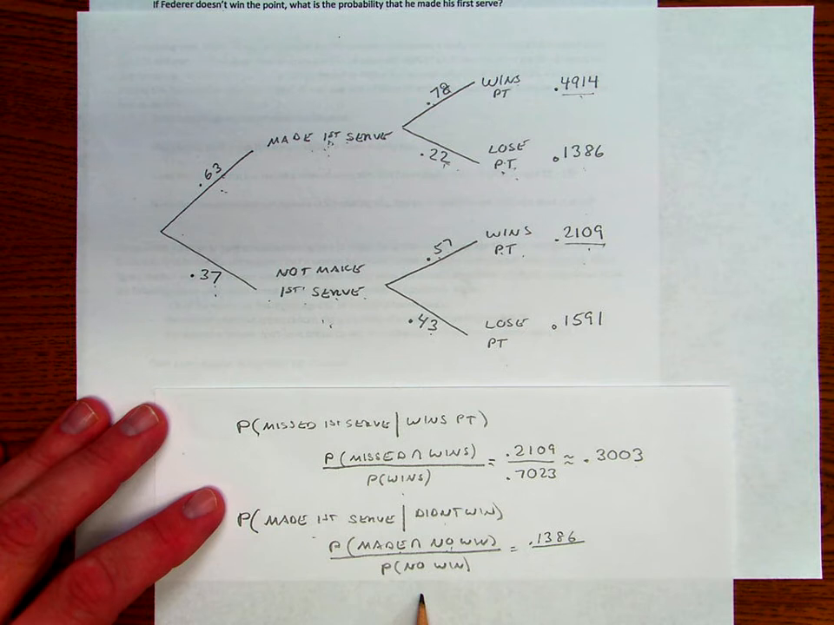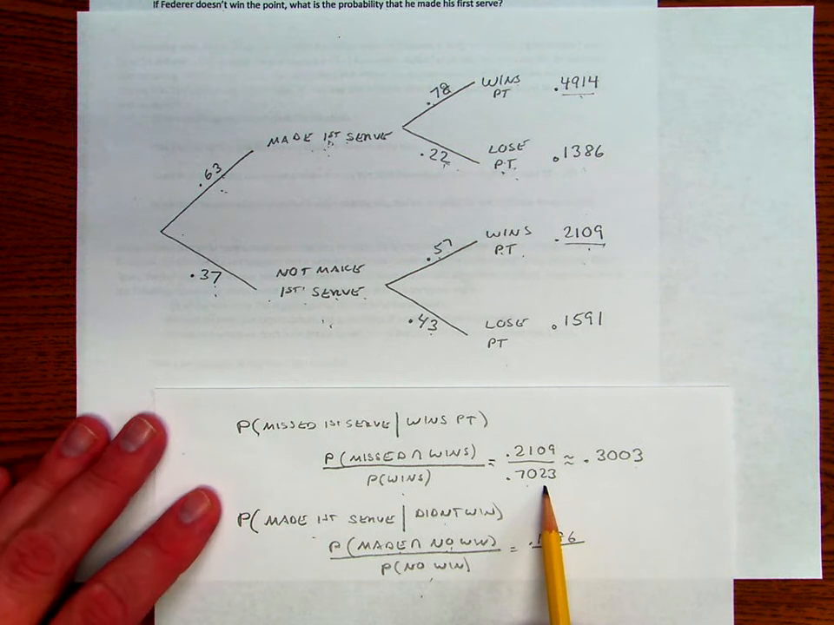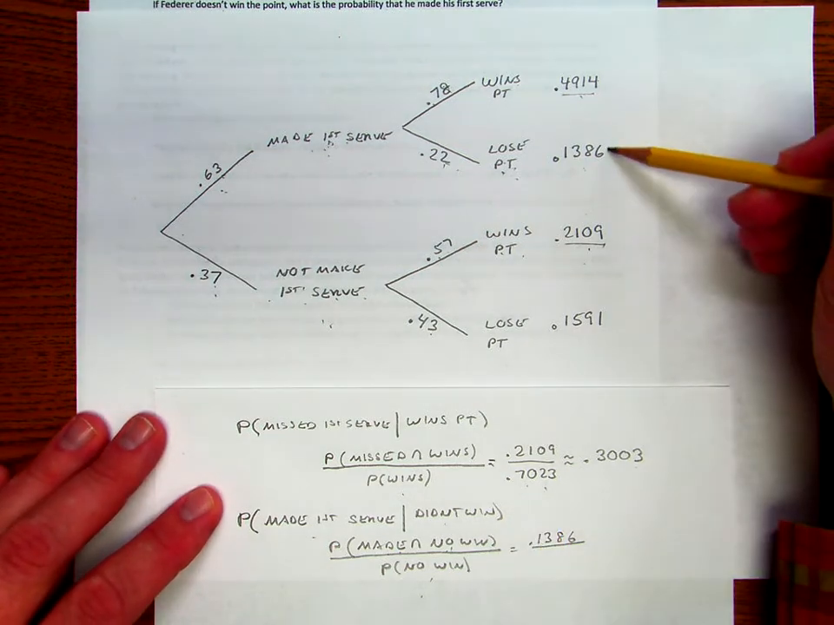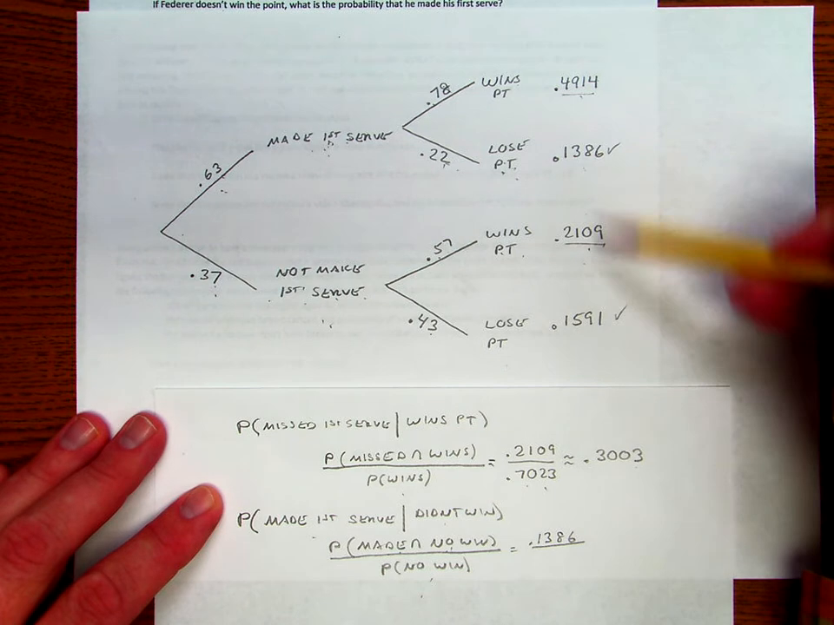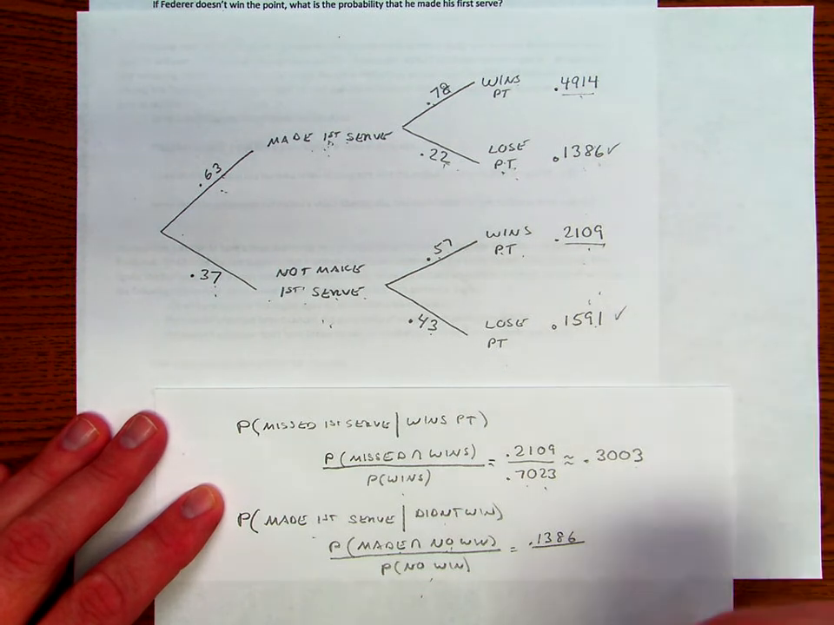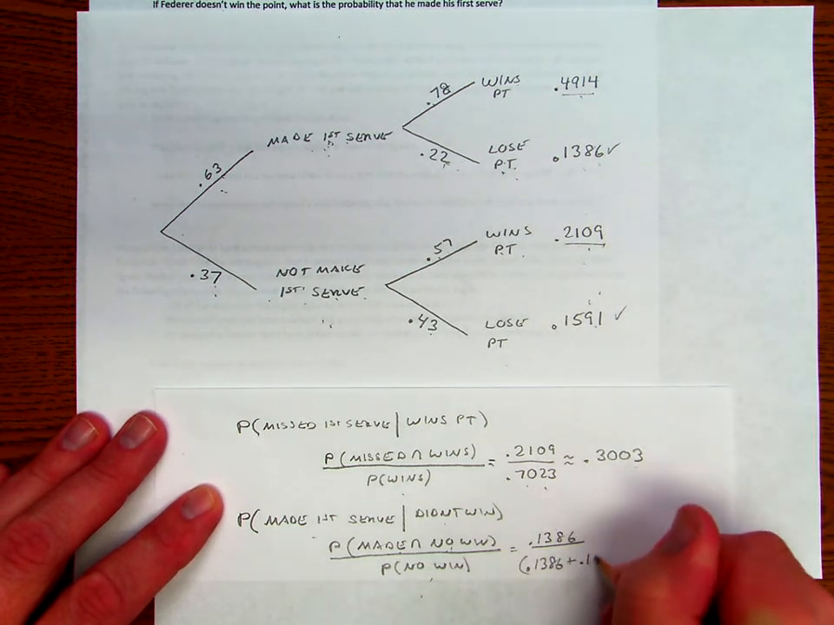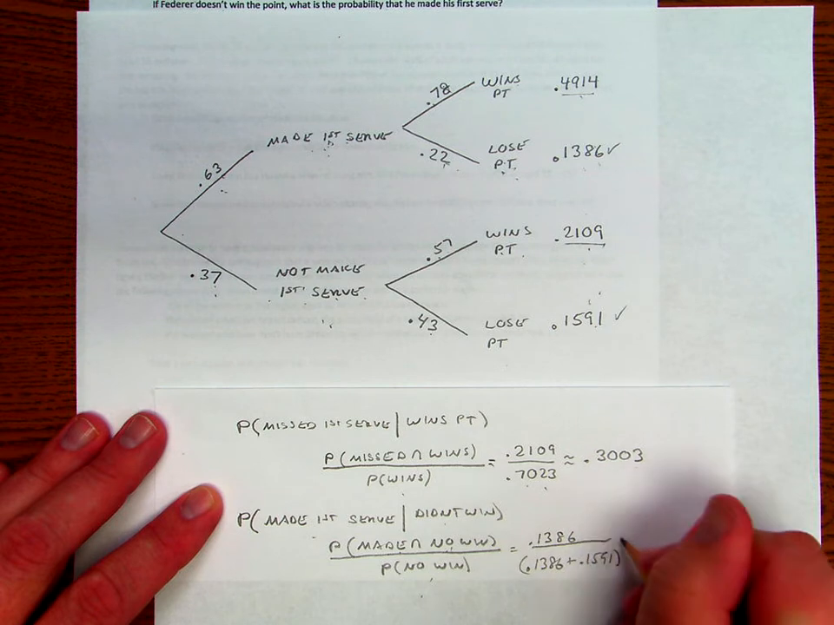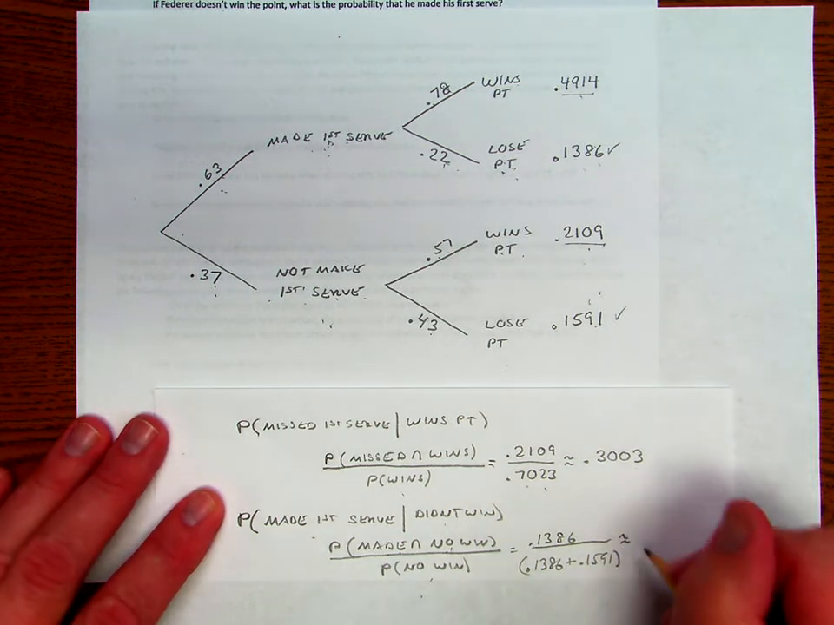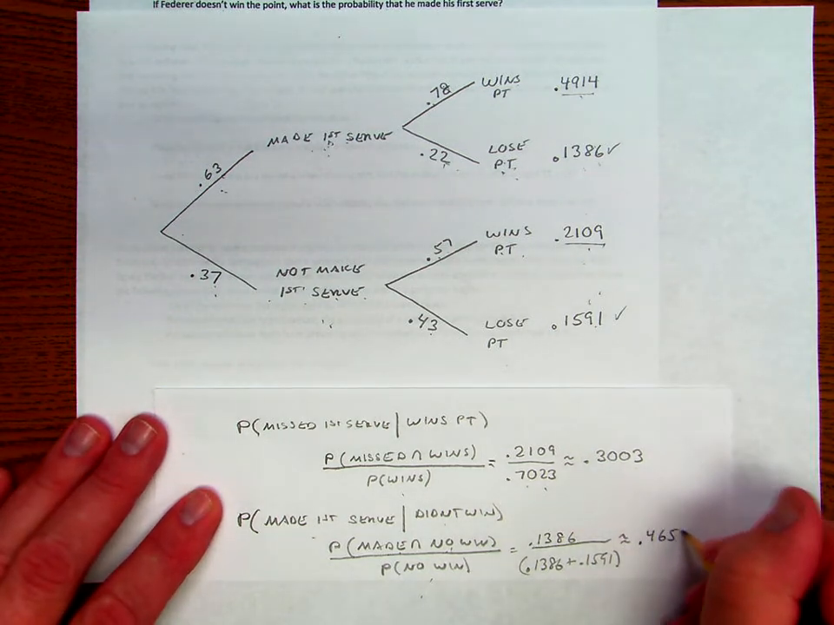The probability of not winning on the bottom. A couple different options here. We've already figured out the probability of winning. That's 0.7023. So we can just subtract that from 1. Or we could add these two guys here. The not winning is a combination of these two numbers right there. And that turns out to be about 0.4656.